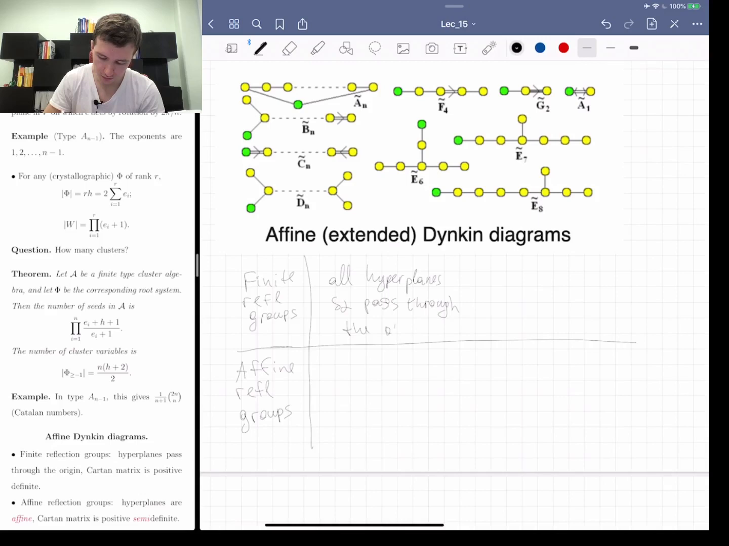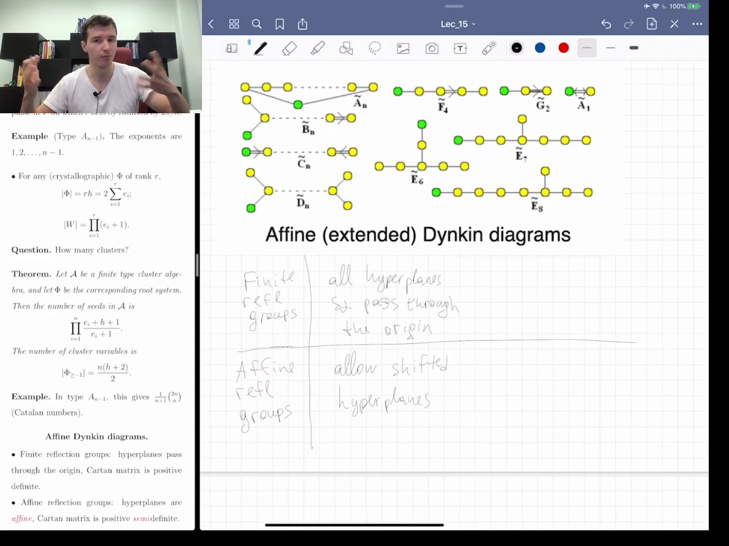But for affine reflection groups, I'm going to allow shifted hyperplanes. If you have any hyperplane, it doesn't necessarily have to pass through the origin, you can reflect with respect to that hyperplane. So I want to choose a bunch of affine hyperplanes, and I'm going to ask that the resulting group is going to be infinite, but I want it to be discrete.